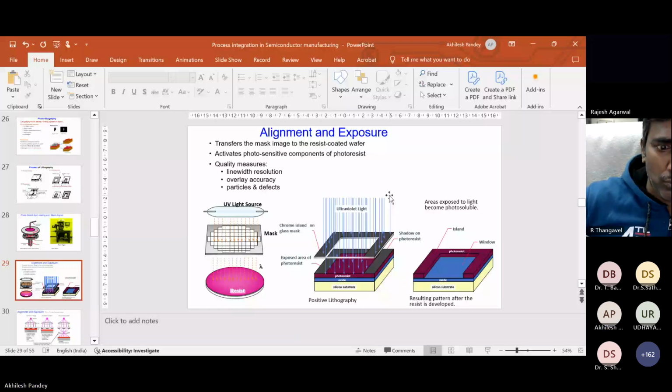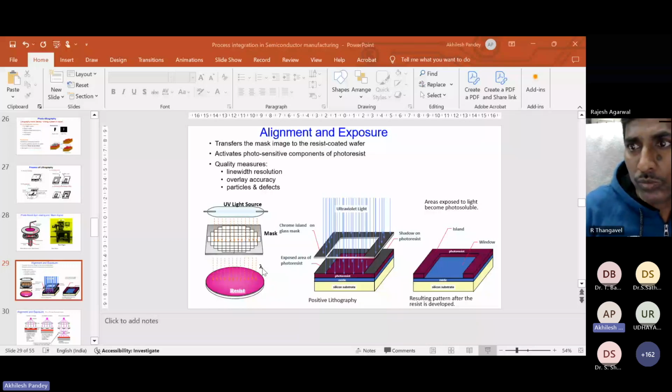Now, three types of exposure will be there. One is the contact aligner, where the photo mask has to be kept onto the substrate. Another is a proximity aligner, where there is less wear on the mask but a poorer image than the contact aligner. In the projection aligner, the mask will be far from the wafer.